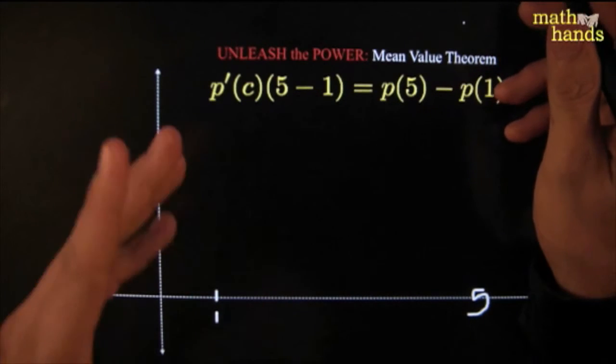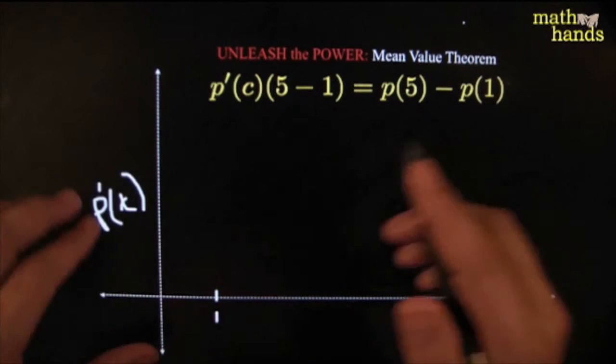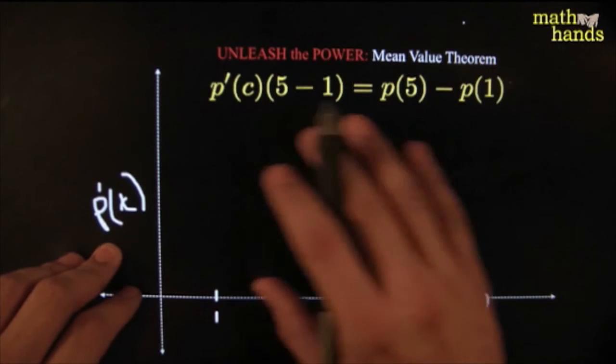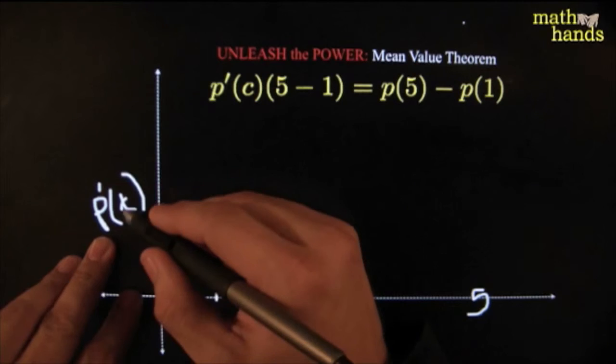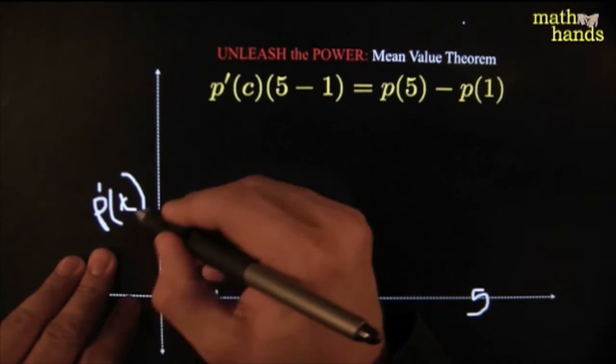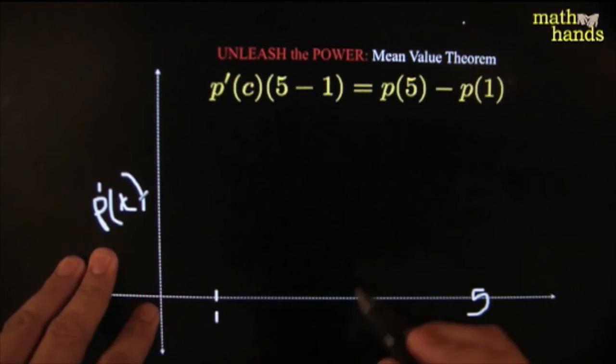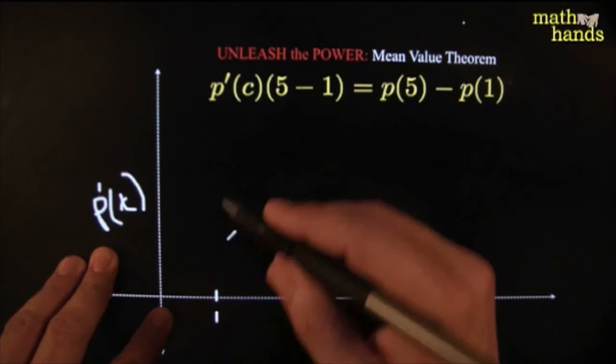Something amazing happens when you turn this into an area problem. Every single one of these slope problems can be turned into an area problem. What if you graph the velocity? This is p prime of t. This is a velocity function. Compare it with a time function from 1 to 5.